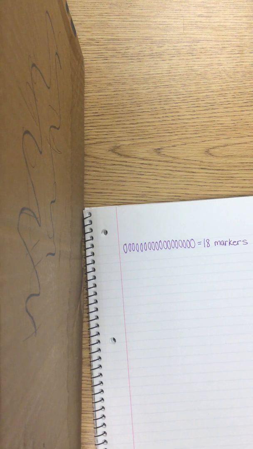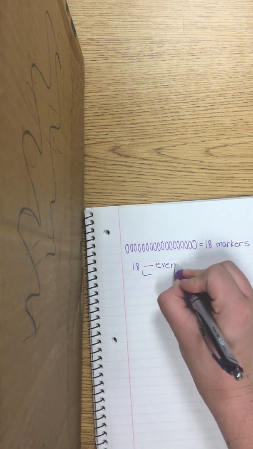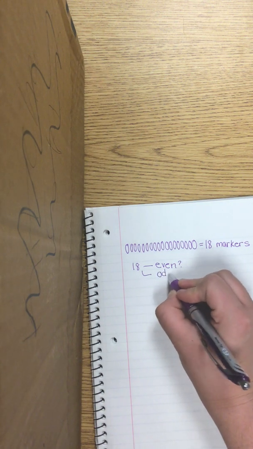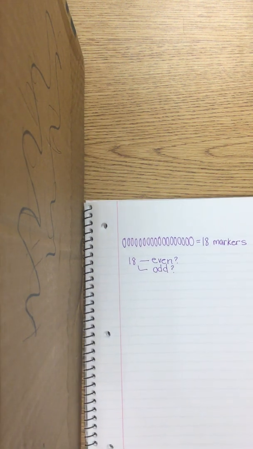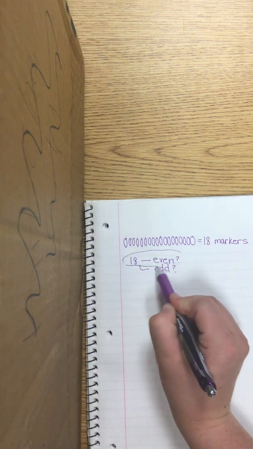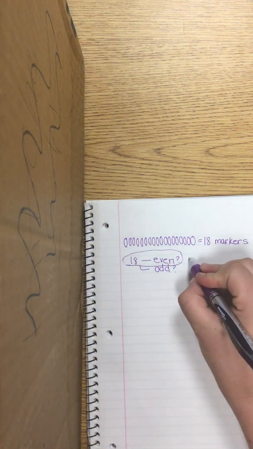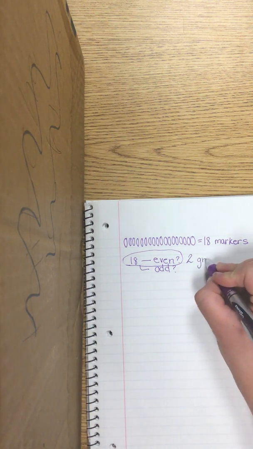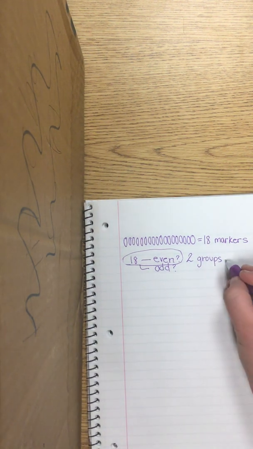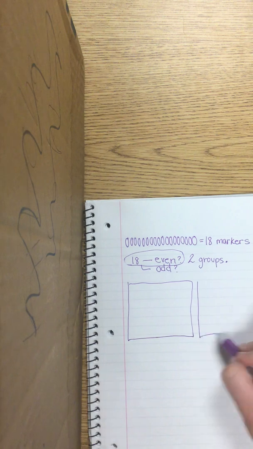Now this is going to be tricky, but we could think about it as, is 18 an even or an odd number? It's even, right? So we know that it can definitely go into two groups, because it can evenly be divided into two groups. So let's go ahead and do that. Let's just give ourselves two groups.